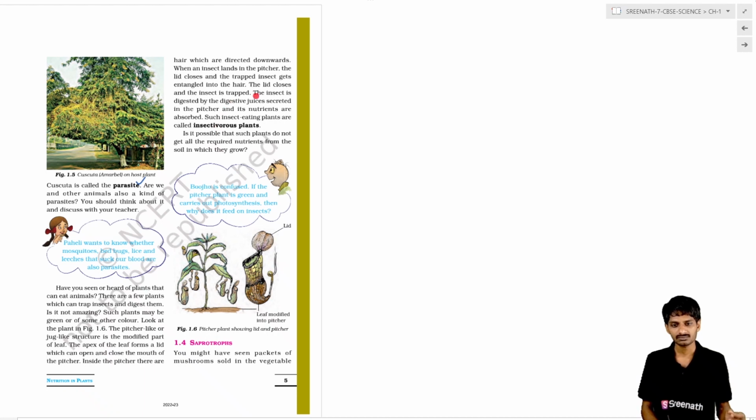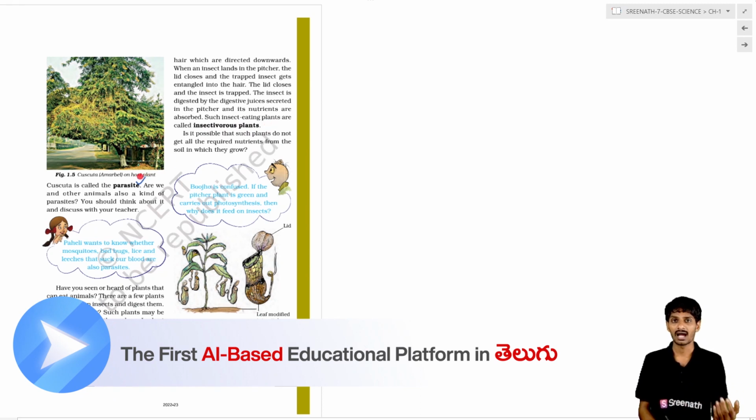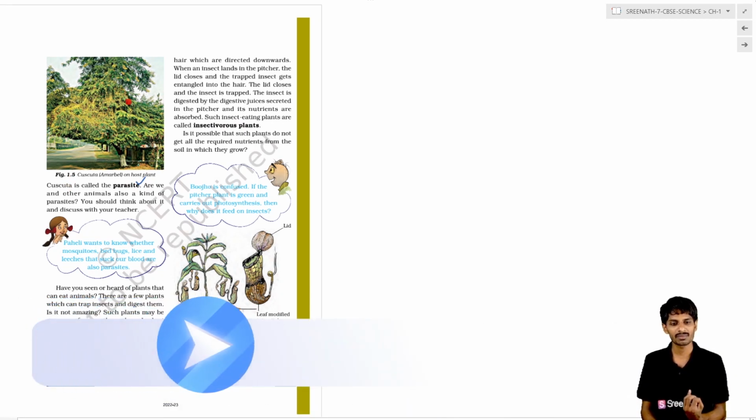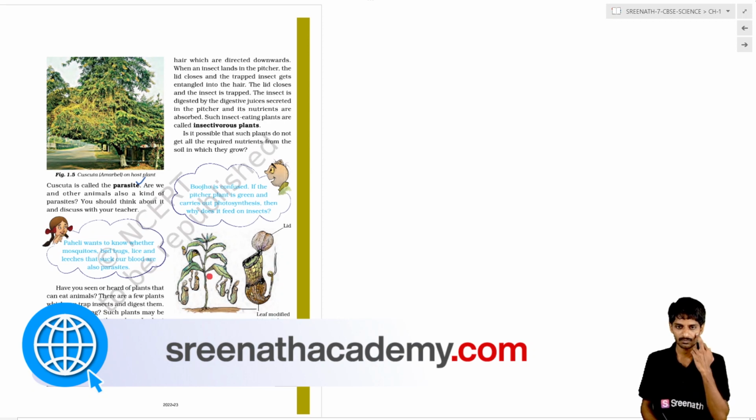Okay, now the insect is digested by the digestive juices secreted in the pitcher, and its nutrients are absorbed. Such insect eating plants are called insectivorous plants. Until now we have studied parasites. An example is Cuscuta, which absorbs nutrients and ready-made food from green color plants. But there are some plants, the image of these plants is like this. These plants have some green parts so that they can prepare their own food. In addition to it, they have structures like this.